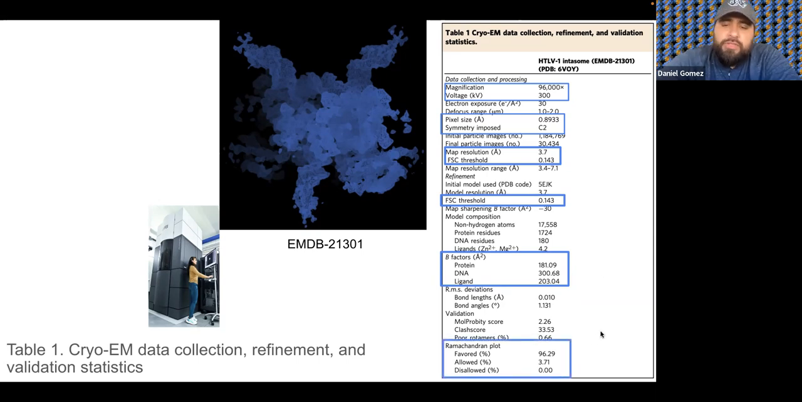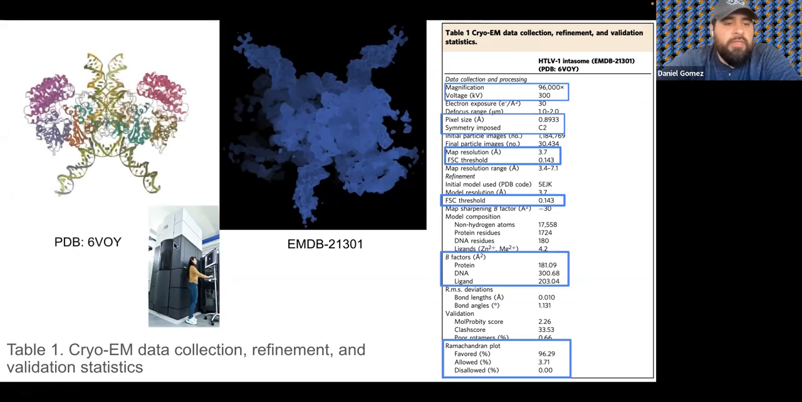Lastly, I want to draw your attention to the Ramachandran plot. 96.29% was favored, and then 3.71% was allowed, and 0% were disallowed. This is the PDB deposit, 6VOY, and here you can see the structure, the target DNA, the viral DNA, and the enzymes.